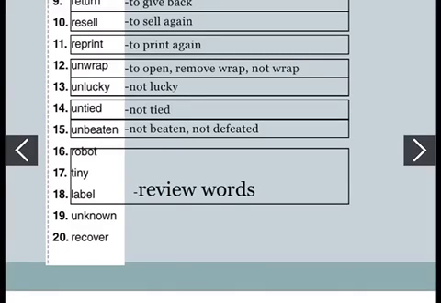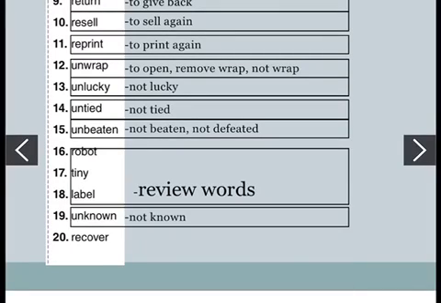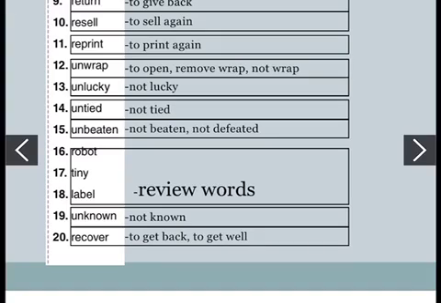These three words, robot, tiny, and label, are review words. And then I have unknown, which means not known. And then I have recover, which means to get back or to get well. When you're sick and then you recover, it means you get well.